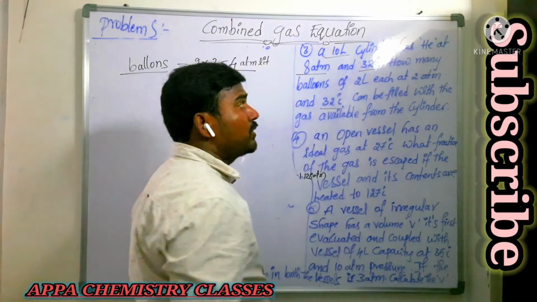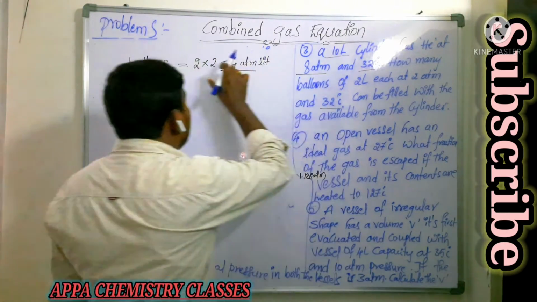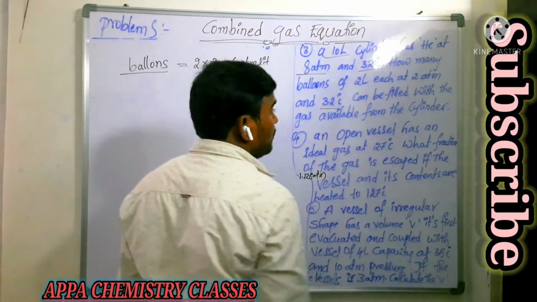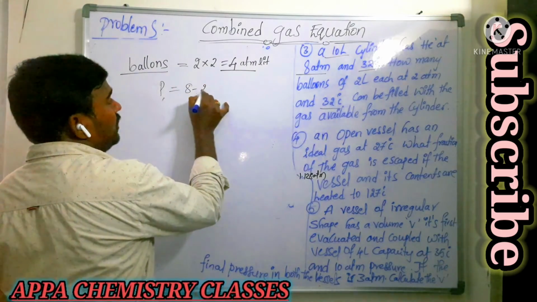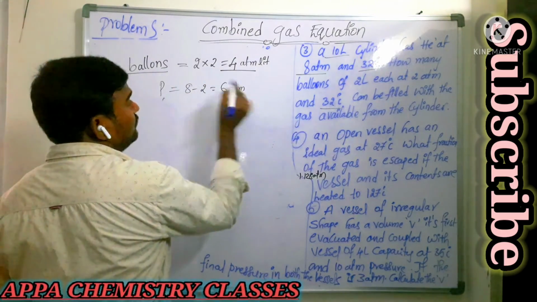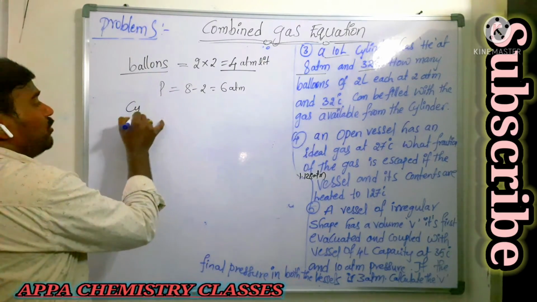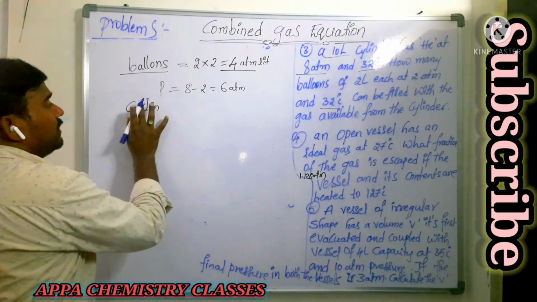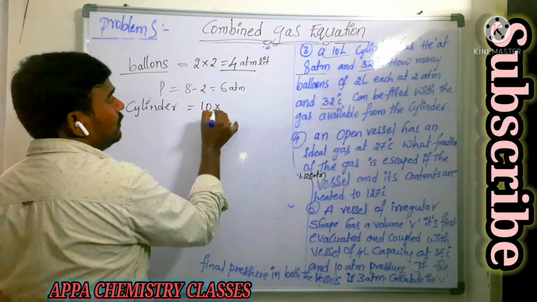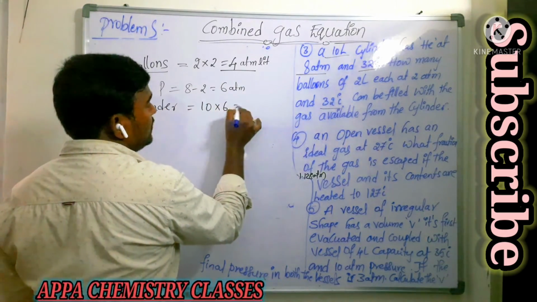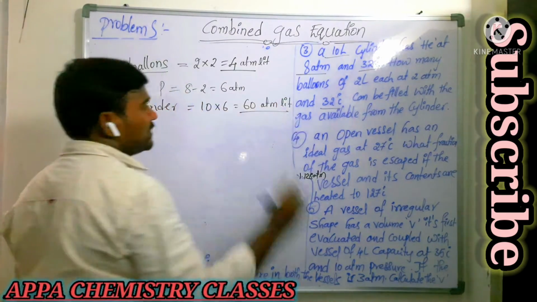Now the 10 liter cylinder has helium at 8 atmosphere pressure. That 8 atmosphere pressure we have to bring down to the 2 atmosphere pressure. Then the final pressure will be 8 minus 2, that is 6 atmosphere. Now the cylinder capacity is 10 liter. So the cylinder contains 10 into, that is 8 minus 2, that is 6, that is 60 atmosphere liter. This many moles of gas are present.